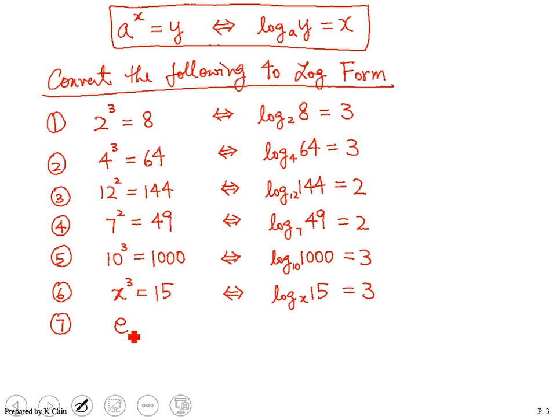e squared equals x. So what would that be in log form? With the base e, good, equals 2. We have log x with the base e equals 2. Let's try another one. 25 equals 5 squared. So what would that be in log form?